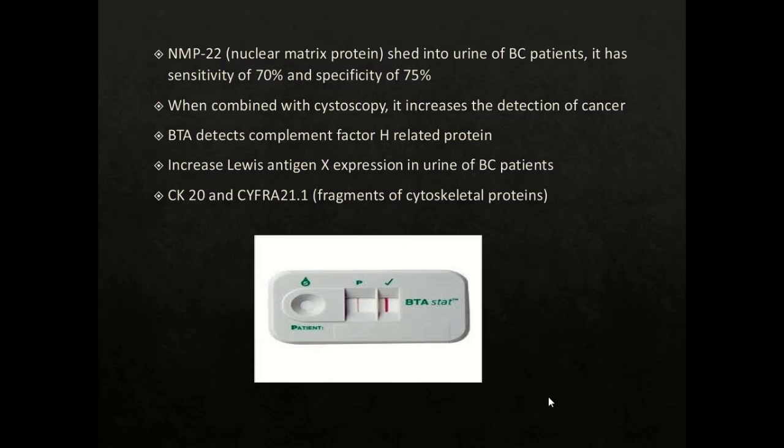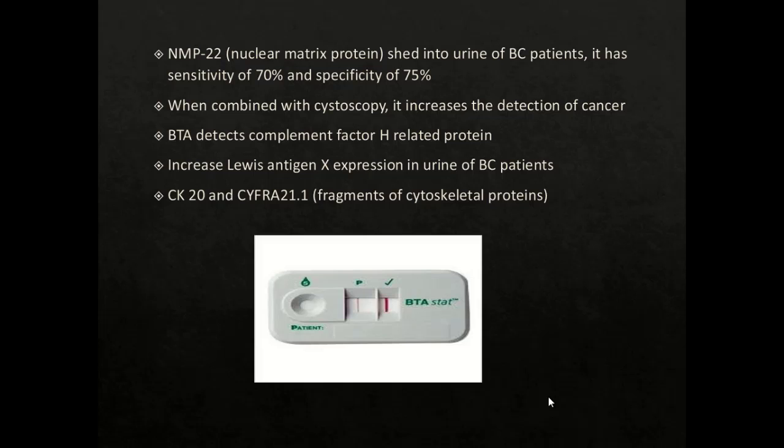NMP22, nuclear matrix protein, is shed into urine of bladder cancer patients. It has sensitivity of 70% and specificity of about 75%. When combined with cystoscopy, it increases the detection rate of the carcinoma, and almost 96% of bladder carcinoma is detected when combined with cystoscopy.